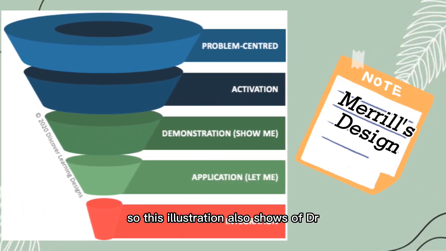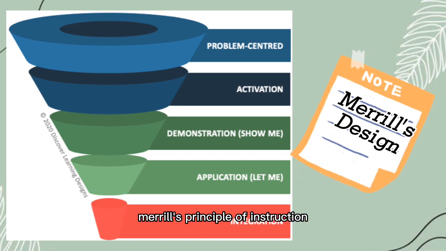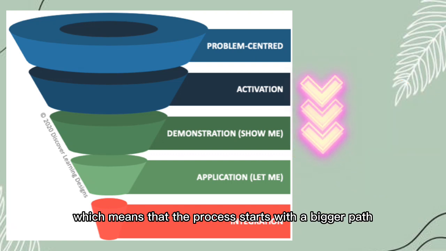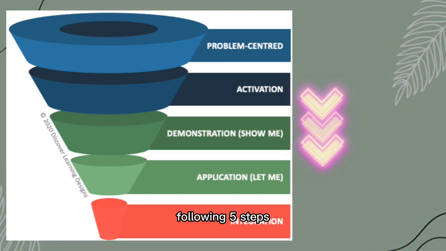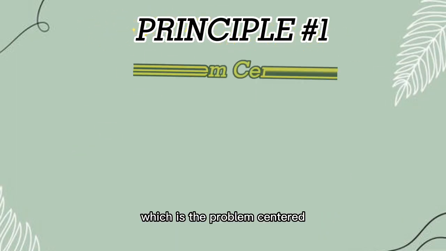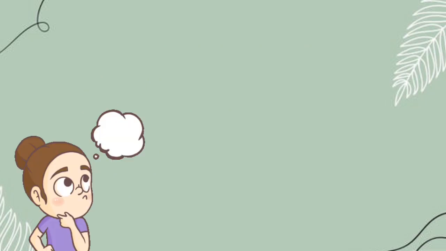So this illustration also shows Dr. Merrill's principles of instruction in an inverted triangle, which means that the process starts with a bigger part followed by 5 steps. Let's start with principle number 1, which is problem-centered. Learning is promoted when students are engaged in solving real-world problems.